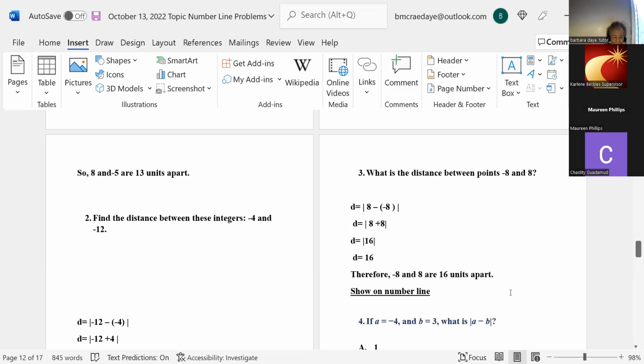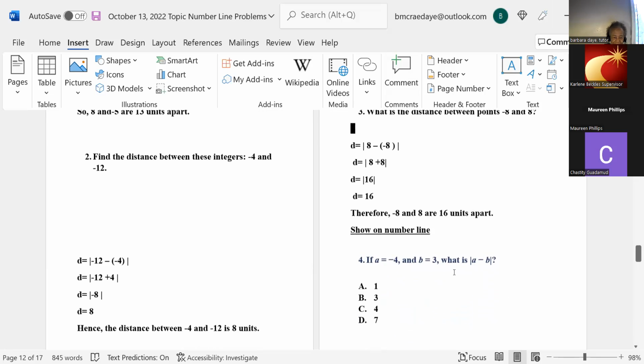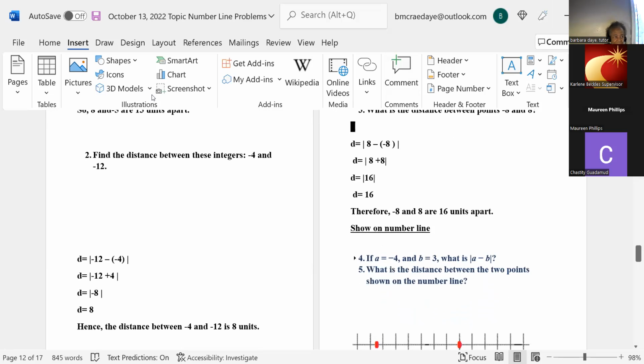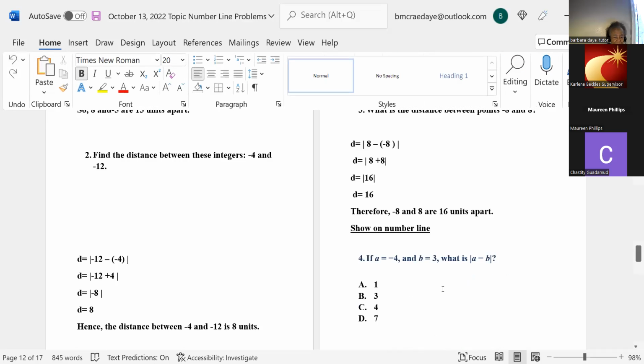Now, Maureen, I want you to try this one. We did that on the number line. This one: A equals -4 and B equals 3. What is the absolute value of A minus B? What would you say, Maureen? The absolute value of A minus B.